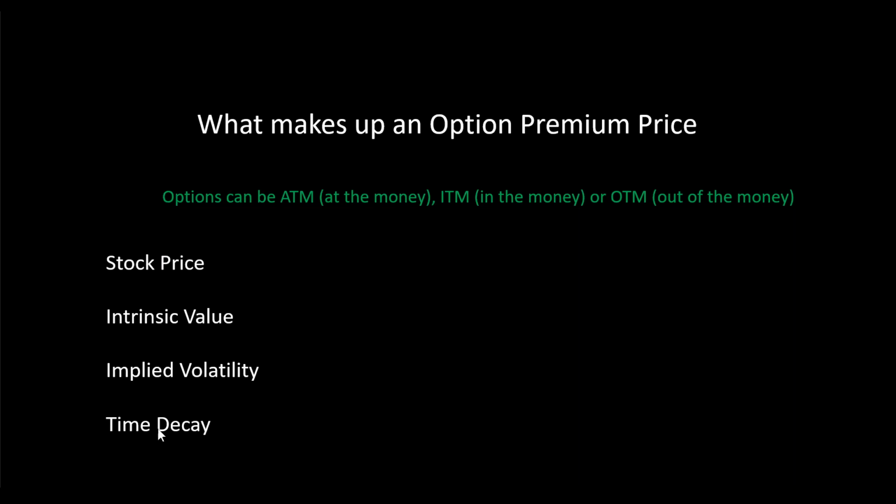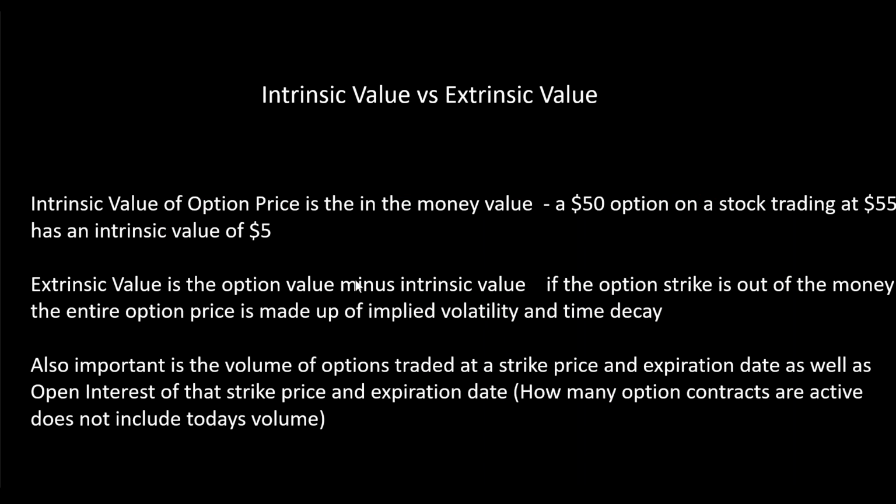So the time decay that's going to be built into that premium is coming out of there. So those are the things that make up an option price. There are a few other things. There's a thing called Black-Scholes. I'm not going to get into that. All right, so that's what makes up an option price.